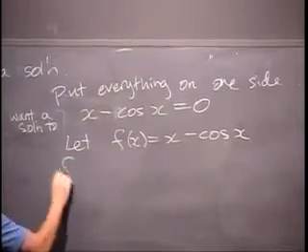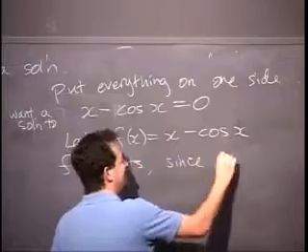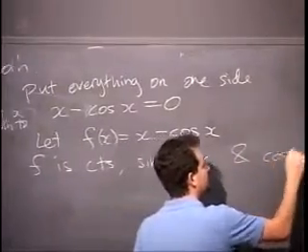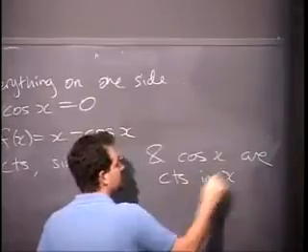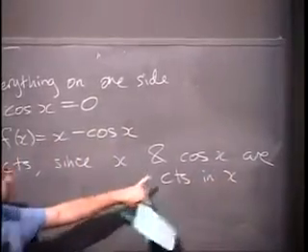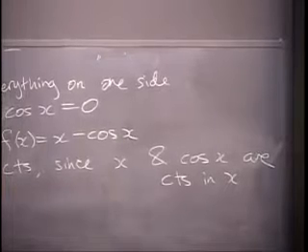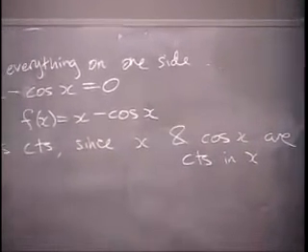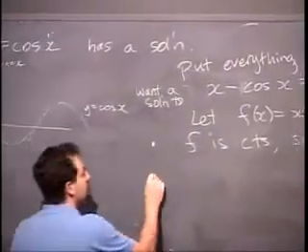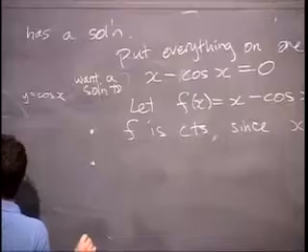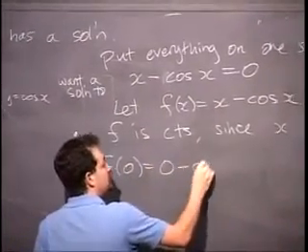Okay, f is continuous since x and cosine x are continuous in x, right? x because it's a polynomial, cosine x, well, I already mentioned that it was, although I said I'm going to prove it next time. Okay, so it is important, though, as I said, to state that f is continuous. Also, we think our solution lies between 0 and pi over 2, so let's check f of 0. 0 minus cosine 0.